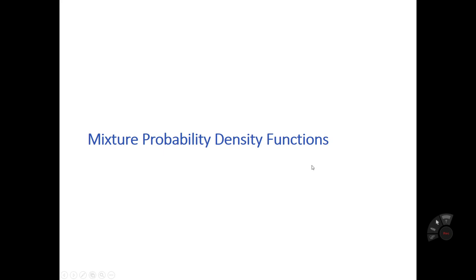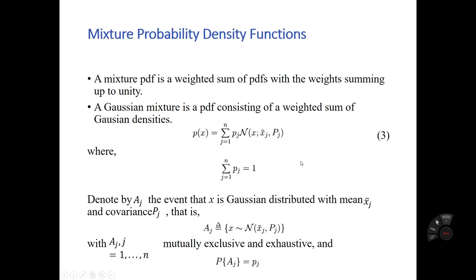Mixture probability density function. The mixture PDF is a weighted sum of PDFs with weights summing up to unity. A Gaussian mixture is a PDF consisting of a weighted sum of Gaussian densities, which means we add up all the PDFs and check whether it is normalized or not. If the sum equals 1, it means it is normalized.